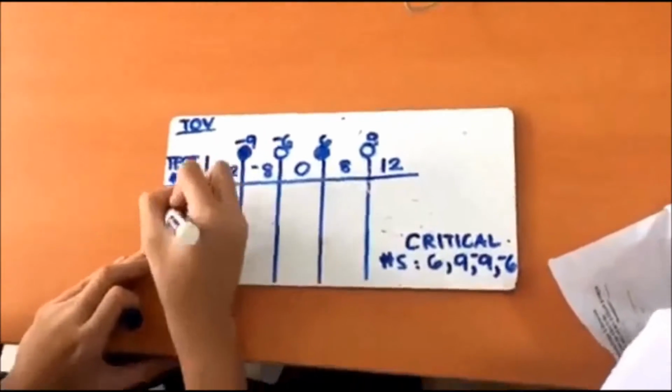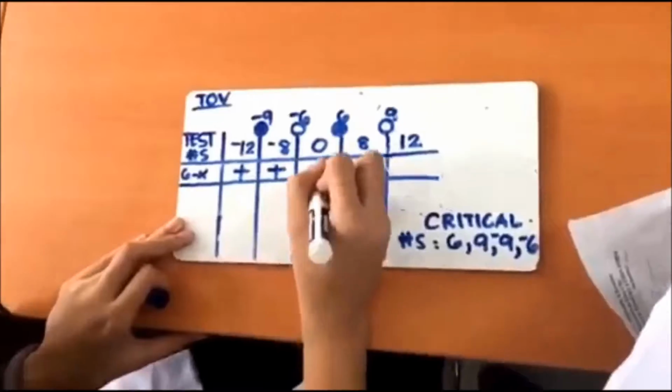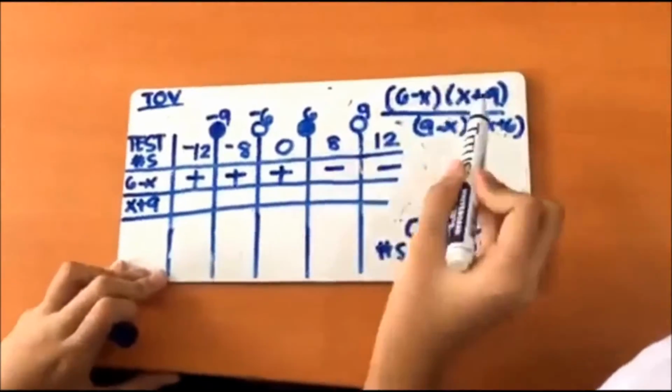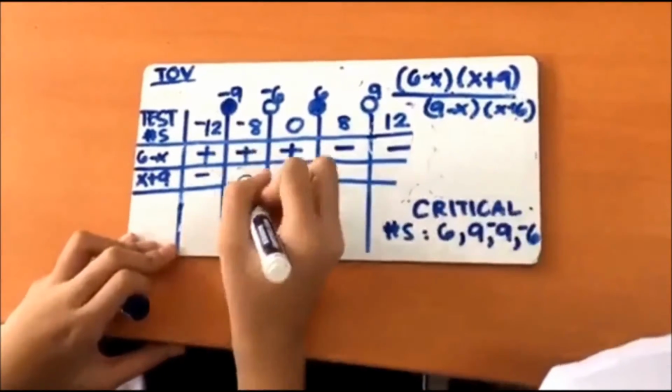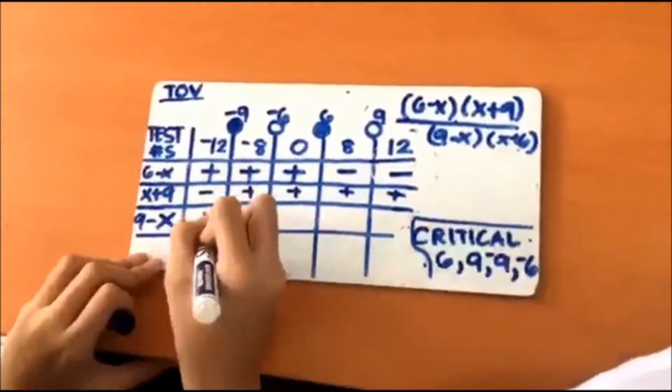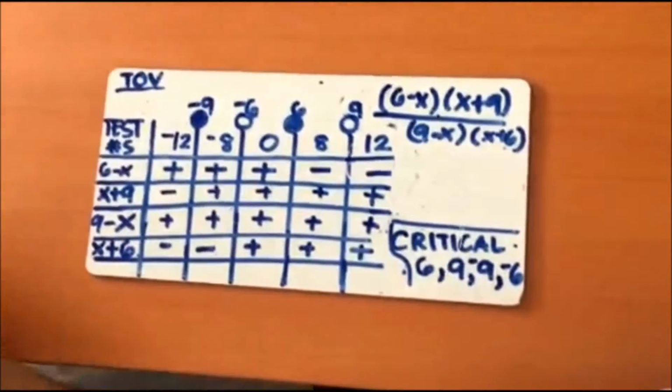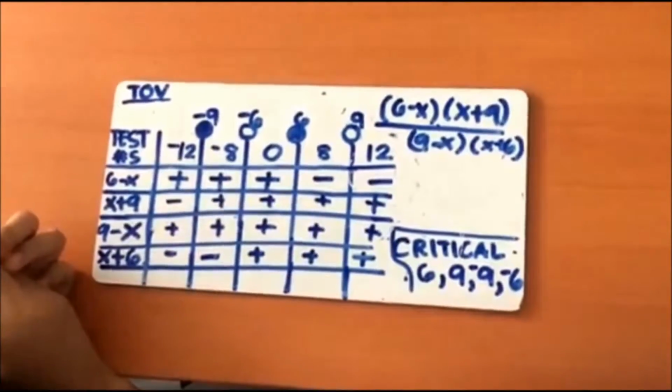Next, you must substitute those numbers to x in the following equations. For example, in 6 minus x, you must substitute x with -12, so 6 minus -12, and the answer would then be positive. Do this for all other columns in the graph.